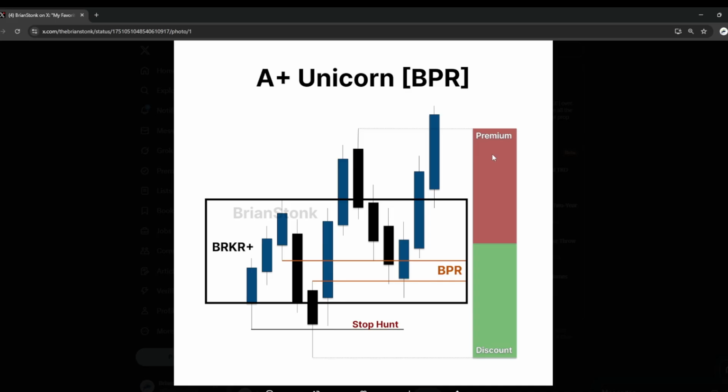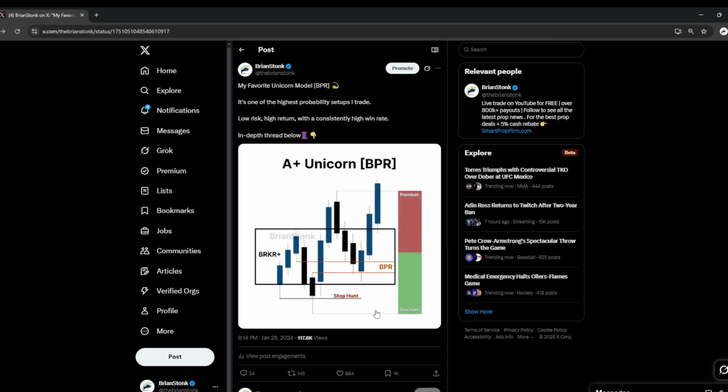A rule of thumb for me, for the most part, it doesn't have to follow this case, but if you're looking for longs, you want to look for discount, and if you're looking for shorts, look for the premium. That allows you to really control your risk.